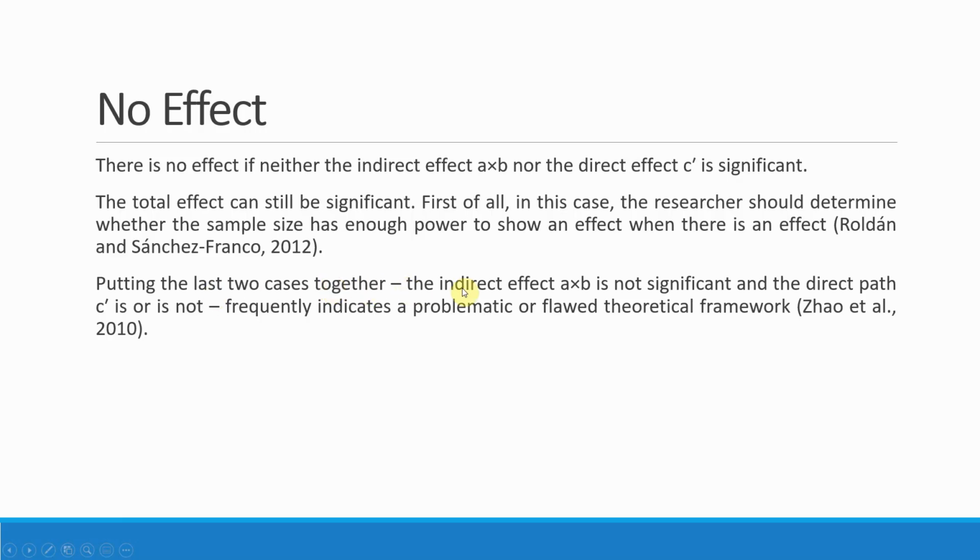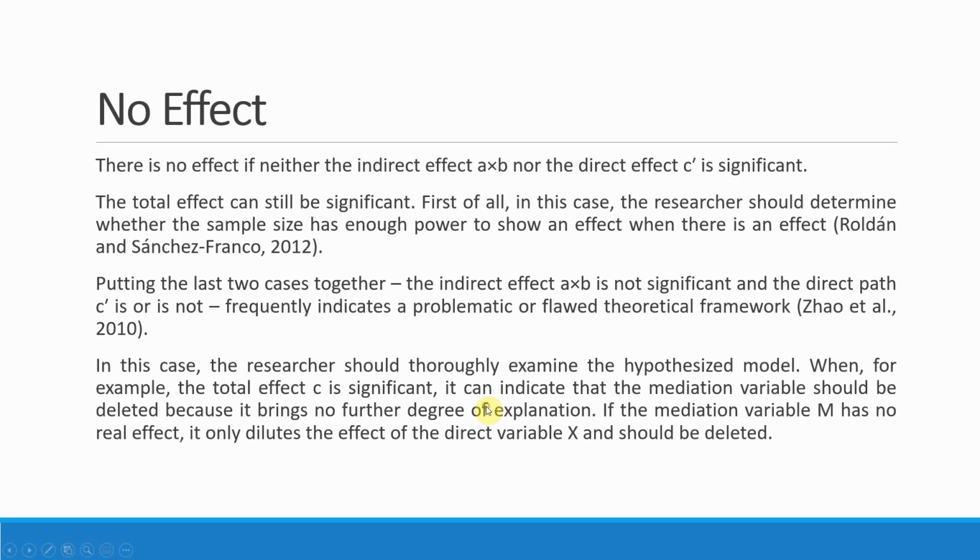Now, putting the last two cases together, the indirect effect A into B is not significant, and the direct path C is or is not significant, which frequently indicates a problematic or flawed theoretical framework. So if your indirect effect or your mediating effect is not significant, this means that you need to go back to the drawing board and look for other variables that could mediate the relationship. In this case, the researcher should thoroughly examine the hypothesized model, go back to the drawing board, and look for other variables that could help explain the relationships.